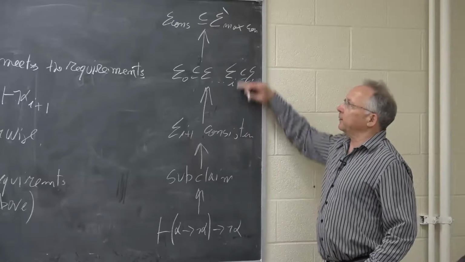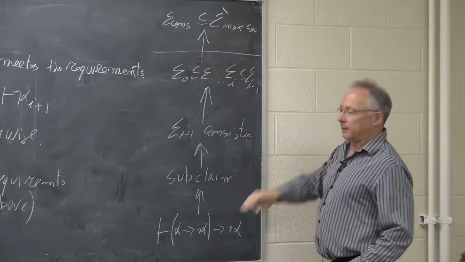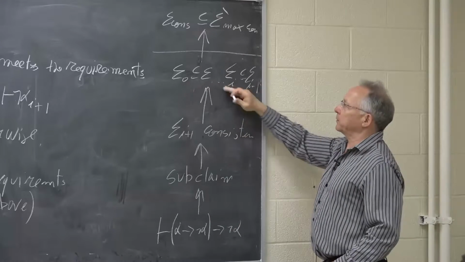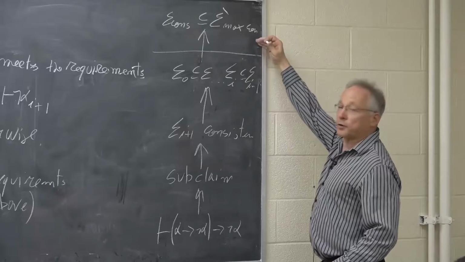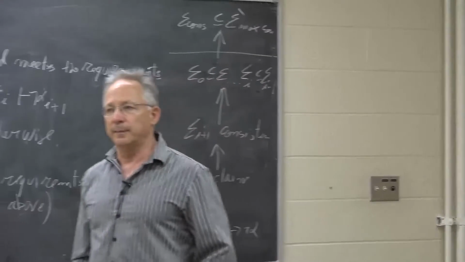So this is where we are. We are now here. We climbed up and we got to this point. We know how to construct the sequence. We haven't yet shown that we can get a maximally consistent sigma prime.